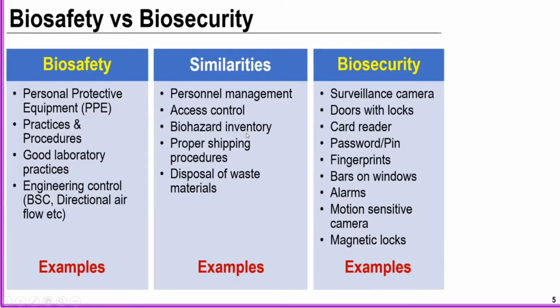If we look at biosafety and biosecurity control measures, you will realize that many elements are common and important for both biosafety and biosecurity. For example, access control, biohazard inventory, disposal of biological waste materials, employees management, and proper shipping procedures.